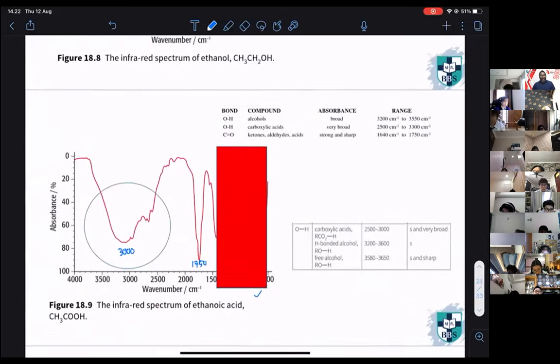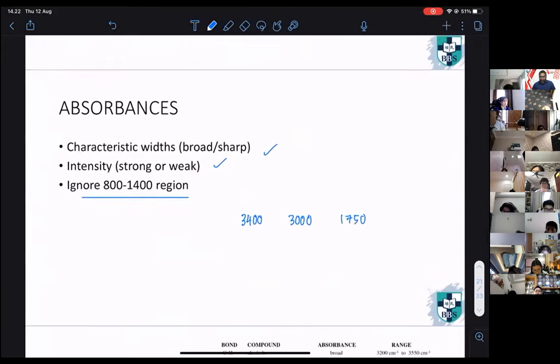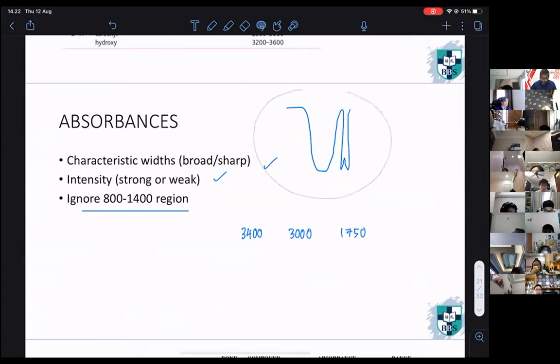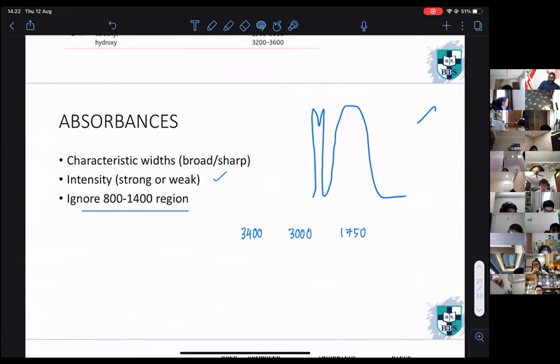1,750. Okay, now another thing that I need you to remember is going to be the shape. If you have a shape like this, I like to call it a ghost: if you select this and rotate it, it looks like a ghost showing a peace sign. If you have this shape, this belongs to alcohol.